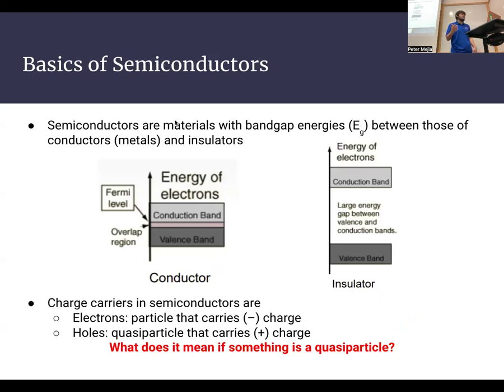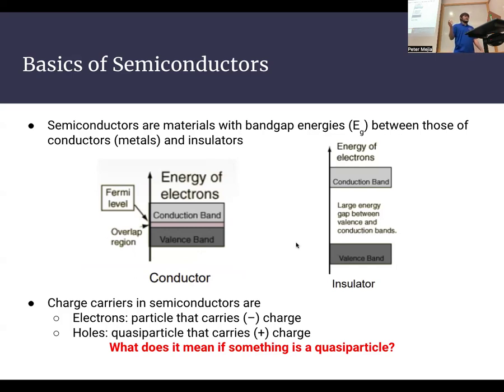So a semiconductor is basically a material with a band gap energy between that of a conductor, or just a metal, and an insulator. These are the band diagrams of a conductor and an insulator. For the conductor, we have an overlap between the valence band and the conduction band, meaning conduction just happens naturally. That's why metals are such good conductors. Whereas for an insulator, you have this huge gap between the valence and conduction band, so you need a lot of energy to get the electrons to conduct electricity.